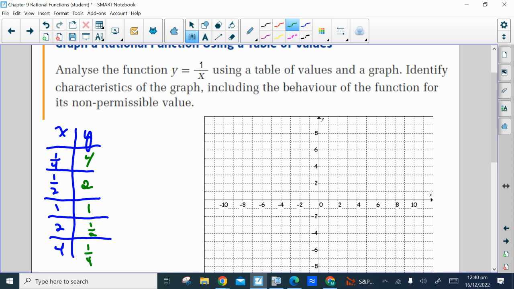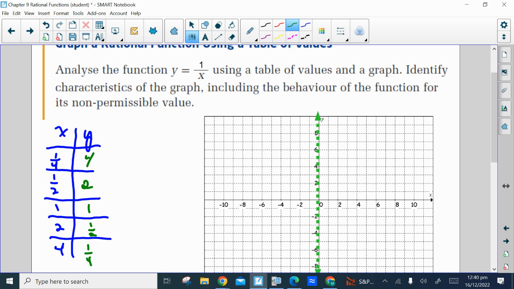So you can imagine as x gets closer and closer to 0, for example, if x was 1/10, y would be positive 10. If x was 1/100th, then y would be 100. The closer that x gets to 0, the larger y gets. And x can never equal 0, so therefore the y-axis, which is the line x = 0, is a vertical asymptote.